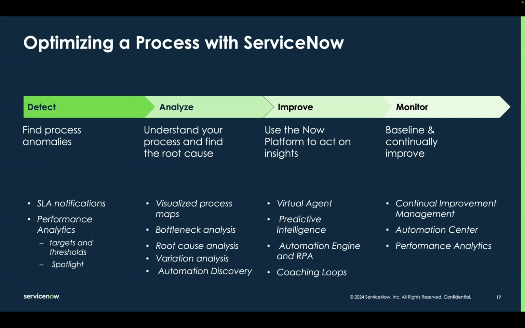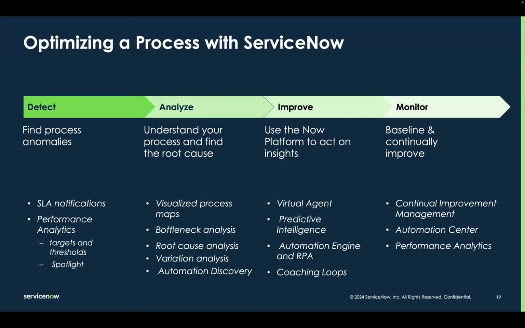So if you think about detecting, there's things on the ServiceNow platform that help us understand when things aren't going according to plan, whether it be notifications, let's say on an SLA breach, or probably more appropriately from a continual improvement perspective, notifications when one of our performance analytics KPIs hits a target or a threshold that we set for ourselves. Those are things that help us understand that things aren't going according to plan.